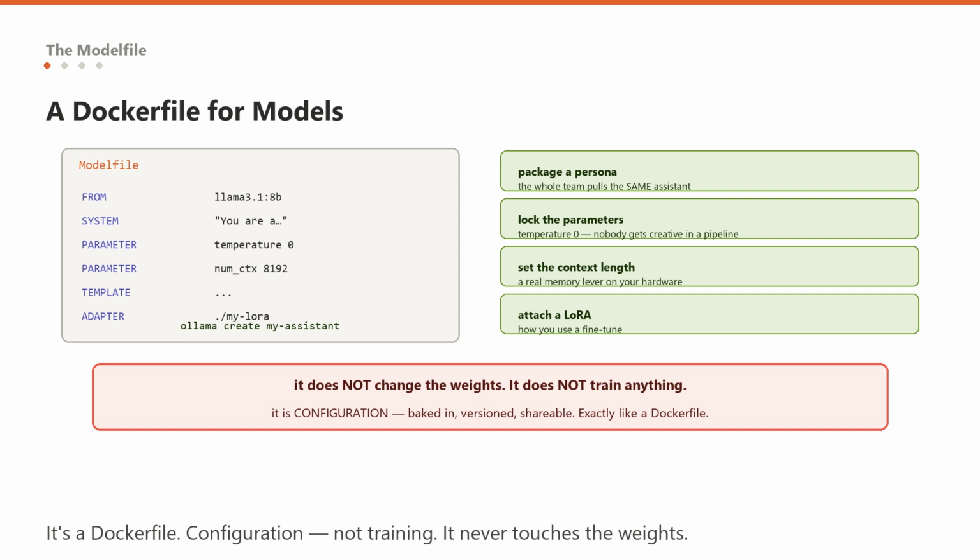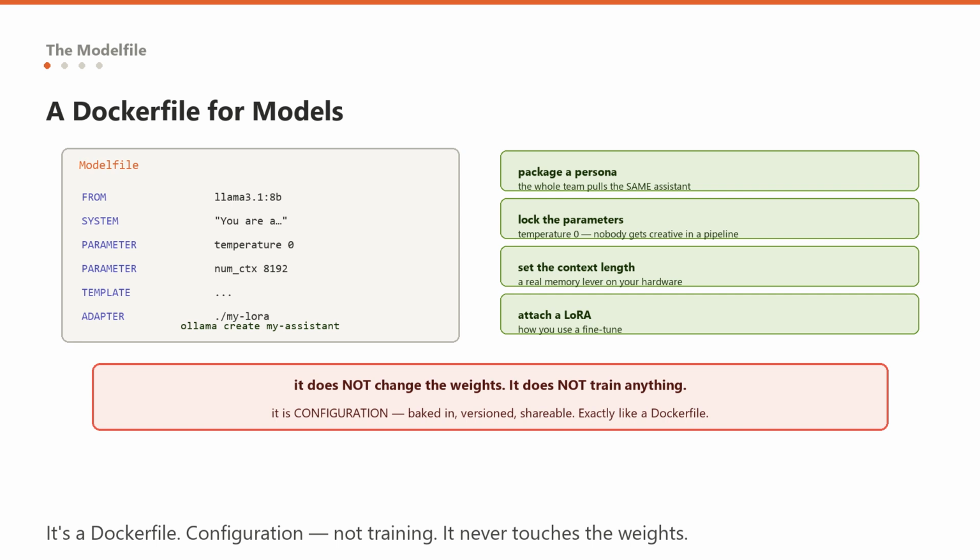What is it actually for? Packaging a persona or a role so your whole team pulls the same configured assistant. Locking down parameters. Temperature 0 for extraction, so nobody accidentally gets creative output in a pipeline. Setting a context length appropriate to your hardware, which is a real memory lever, and attaching a fine-tune you trained elsewhere. Be clear about what it is not.